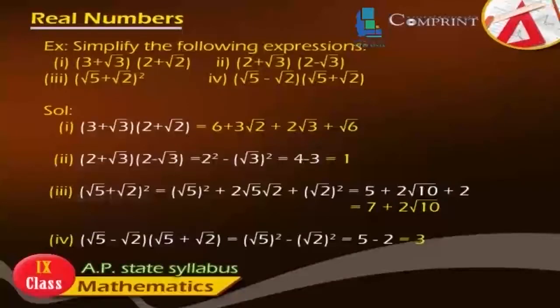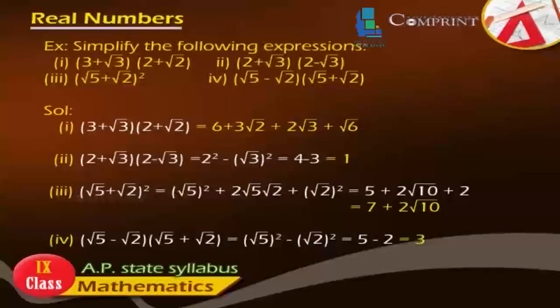Example: simplify the following expressions: (3 + √3)(2 + √2), (2 + √3)(2 − √3), (√5 + √2)², (√5 − √2)(√5 + √2). Solution: taking the first one, (3 + √3)(2 + √2) = 6 + 3√2 + 2√3 + √6.